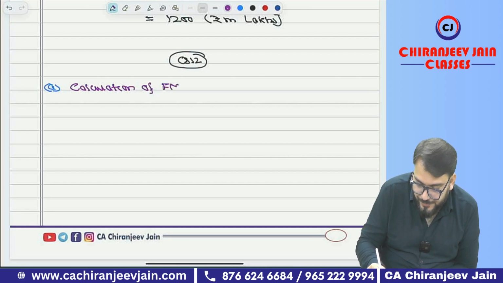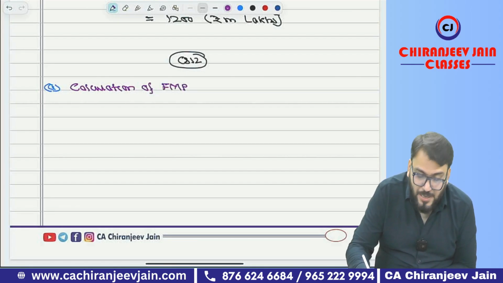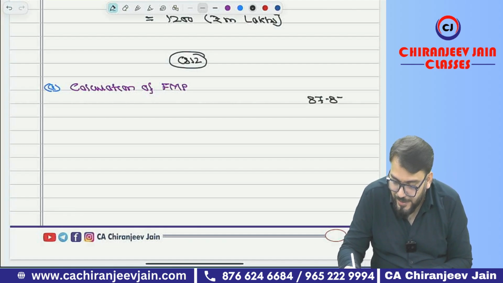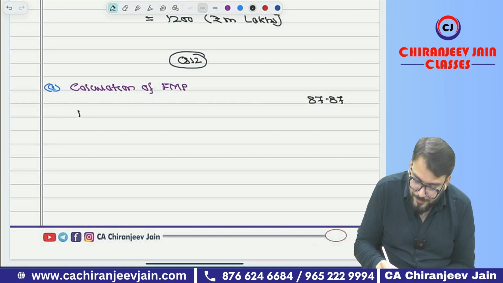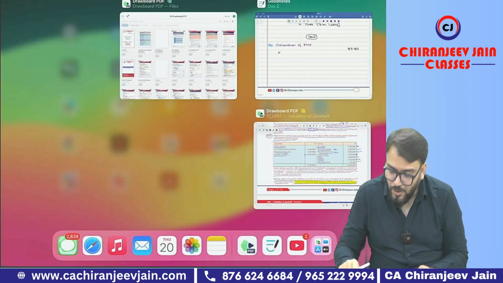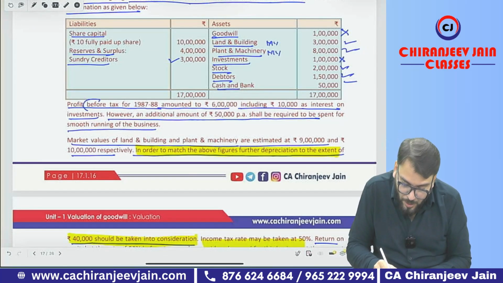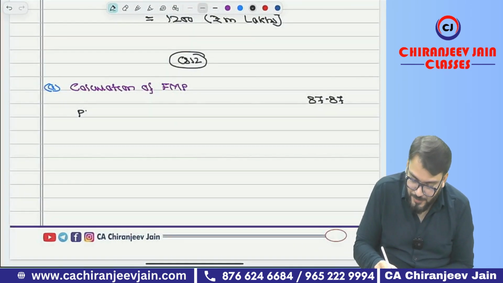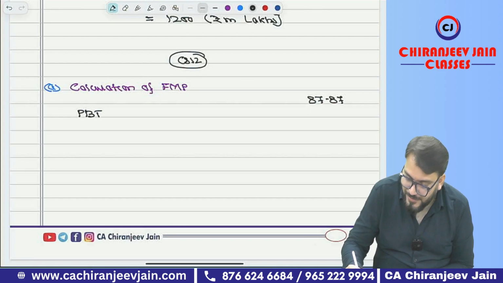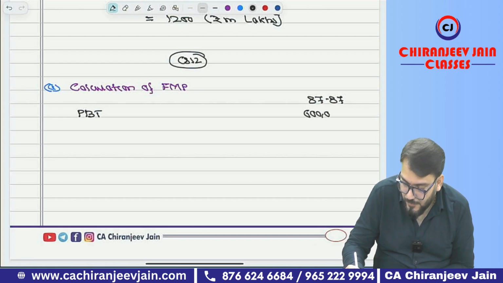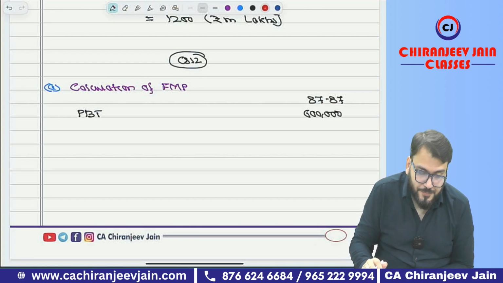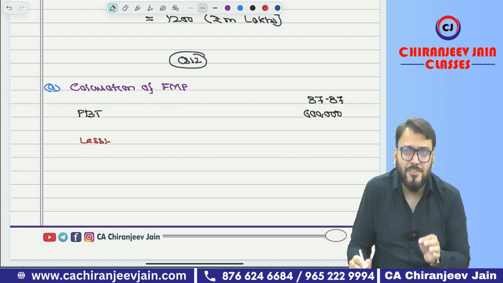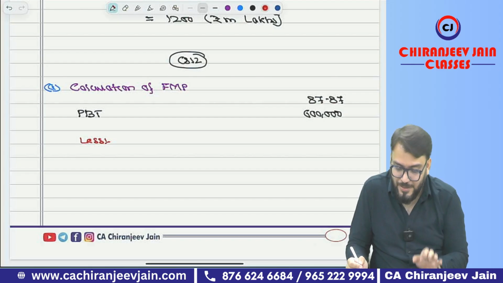Calculation of FMP. They have given only profit. Check: they have given profit before tax, 6 lakh, so no adjustment for tax expense. Profit before tax 6 lakh. From this we'll deduct only one adjustment, that is non-operating income.